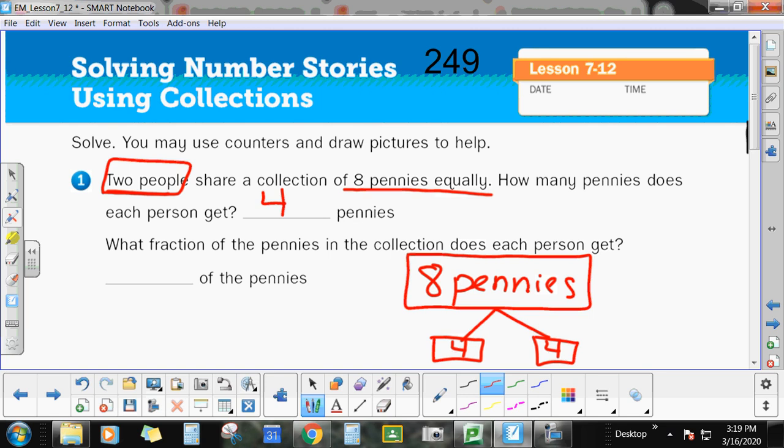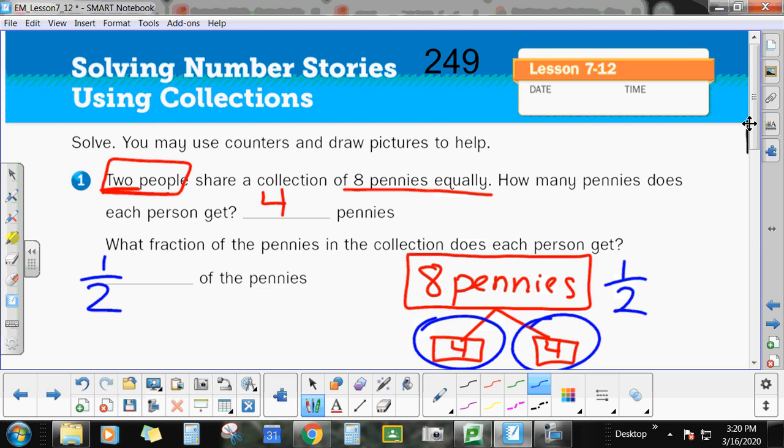Guys, you can write this fraction a couple of different ways. First of all, anytime you are sharing something between 2 people, what did you just do? You just divided those objects in half, right? So each person is going to get 1/2. This person got half the pennies and this person got half the pennies. So if you said your fraction was 1/2, you would be correct. You divided those pennies into 2 equal groups, and each person's going to get one of the groups.